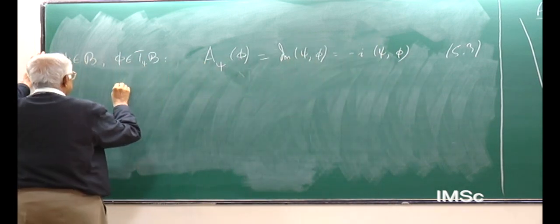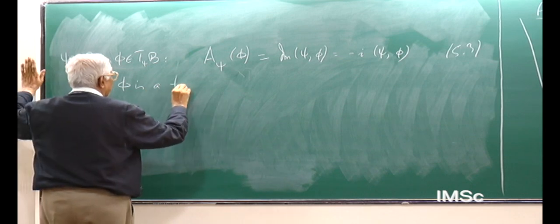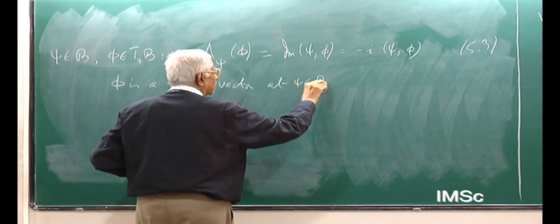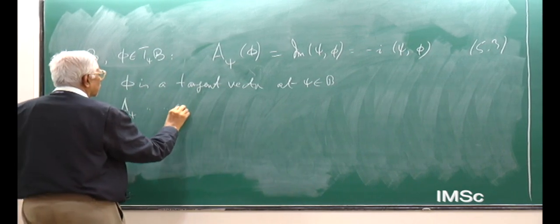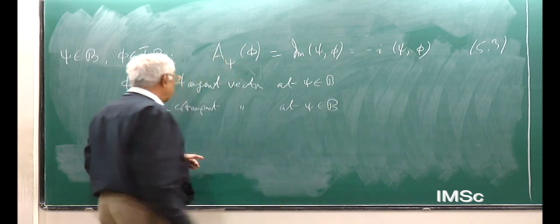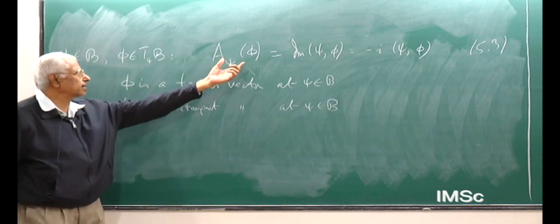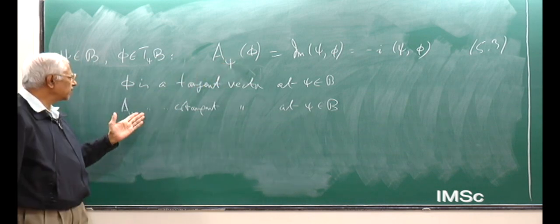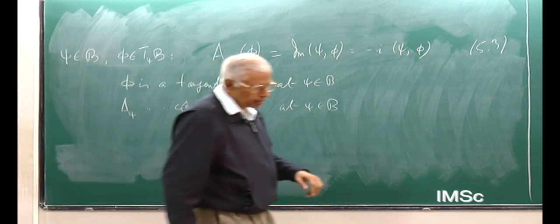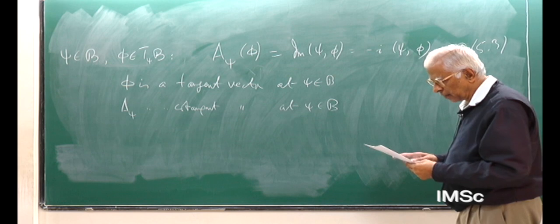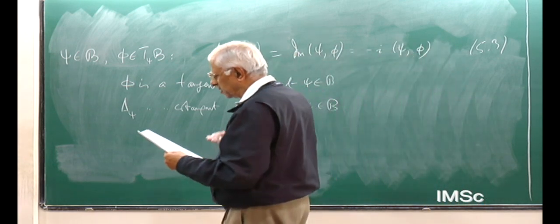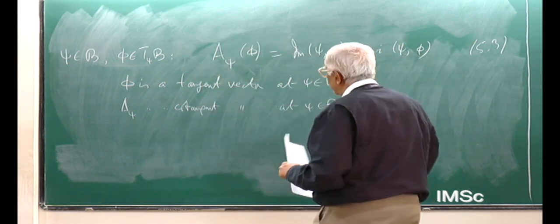So I'll write this here. Phi in this context is a tangent vector at psi, and psi is what is called in this differential geometric language a cotangent vector at psi in B. A cotangent vector is nothing but a linear functional on tangent vectors. Something which assigns to every tangent vector some real number in a linear fashion. So this is how the one form A is defined. This particular one form. You can have other one forms as well, with various definitions. So this particular one form A is defined in this way.